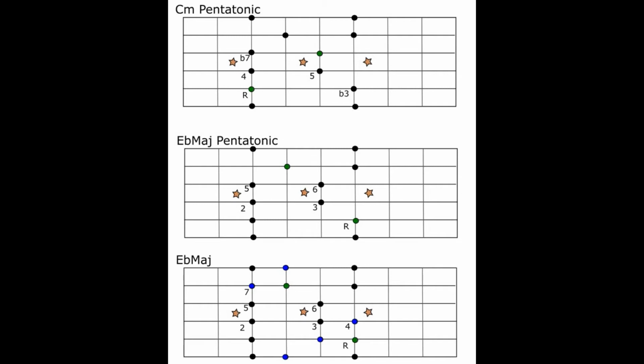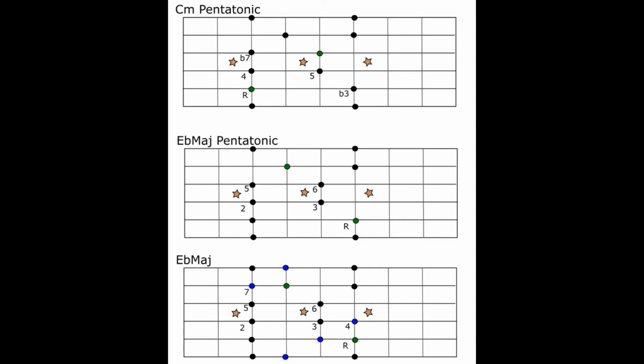So let's play it backwards first. So it's root, 7, 6, 5, 4, 3, 2, root. And then going forward is easier. Root, 2, 3, 4, 5, 6, 7, root. Root, 7, 6, 5, 4, 3, 2, root. So it sounds just like you would expect the major scale to sound.